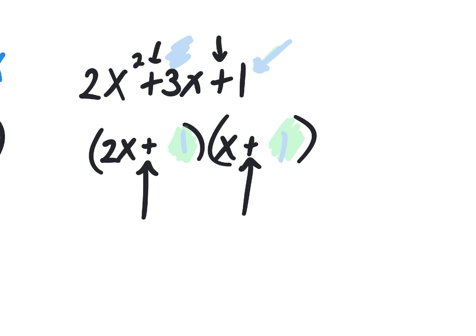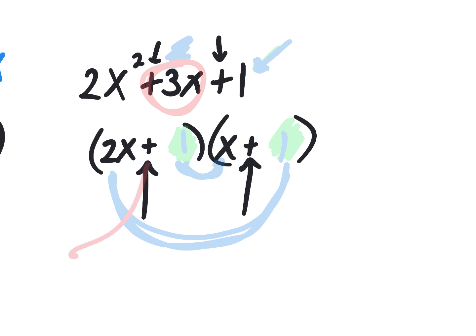It doesn't add up to 3. Notice, it doesn't add up to 3. It can't. But when you do the outside and the inside, then it adds up to 3. Does that make sense to you? Then what's the answer for this part?